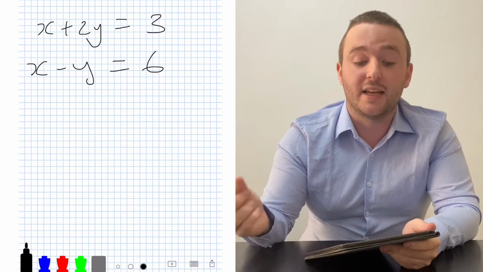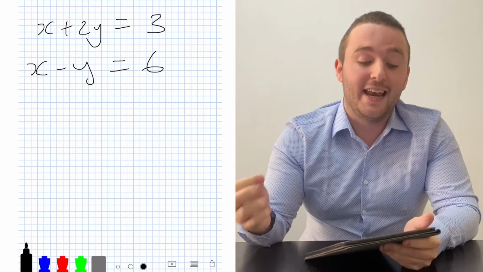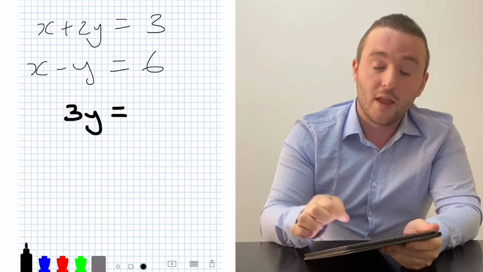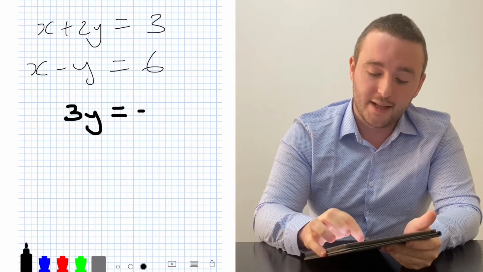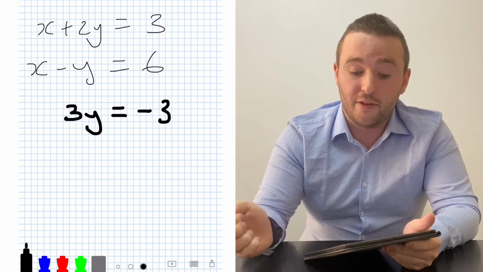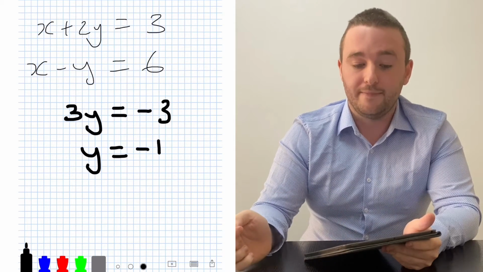x minus x is going to give us 0, so we don't bother writing it. 2y minus negative y is going to give us 3y. 3 take away 6 is going to give us negative 3. Now we divide by the 3 to give us y by itself, giving us negative 1.